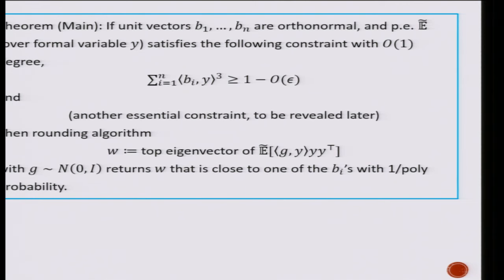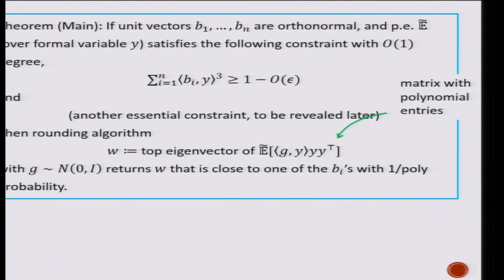What's the rounding algorithm? You evaluate this matrix, which is a matrix with polynomial entries, and you take the pseudo-expectation over all the entries. So the pseudo-expectation of this is a real matrix, and you take the top eigenvector. Here G is a random Gaussian vector. Let me go over it again. Let G be random Gaussian, we evaluate the pseudo-expectation of this matrix, and we take the top eigenvector, and then we can prove that the top eigenvector is going to be close to one of the b_i with inverse poly probability. But I guess the exact detail doesn't matter too much.